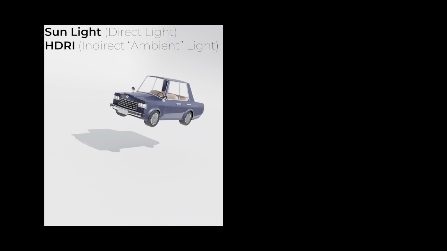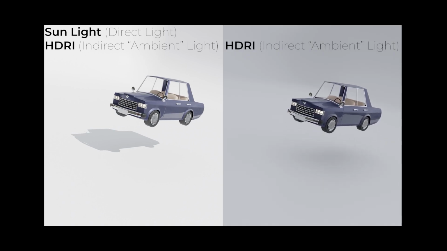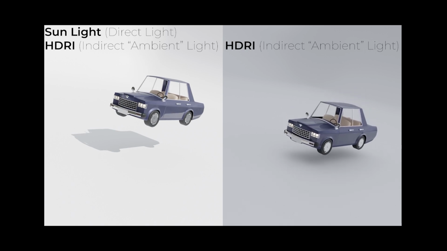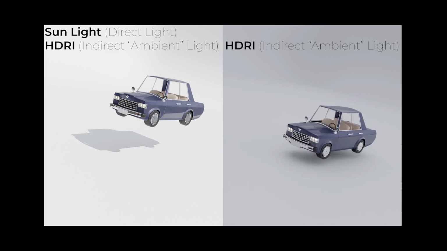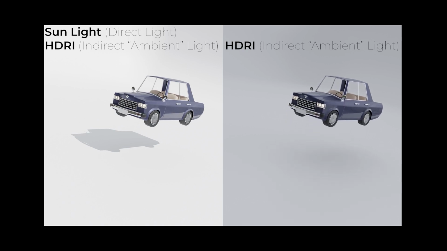This effect becomes clearer when the sunlight is turned off. With only the ambient light from the HDRI, the shadows beneath the car are purely from ambient occlusion. This is caused by ambient light being obstructed. When the car is raised, this ambient occlusion shadow disappears.